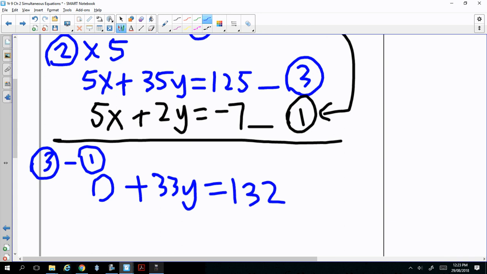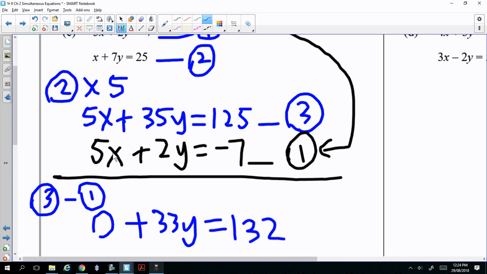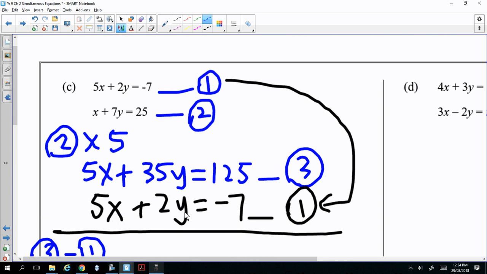Because can you see they're the same number now? So when I subtract them, they get eliminated. The x gets eliminated after I times. When one of them doesn't have a number, you times it by 5, right? Then they're the same.